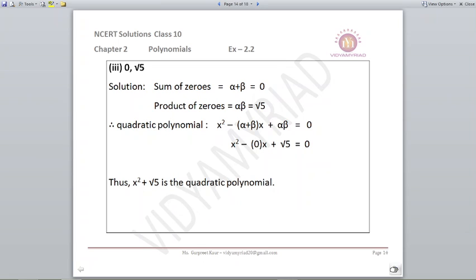Third part, 0 and root 5. What is 0? Alpha plus beta, and root 5 is product of these zeros, that is alpha beta. Put it into the equation, you get x square minus 0x plus root 5 equal to 0. Now we can also ignore this 0x term, so we can directly write x square plus root 5 is our quadratic polynomial.